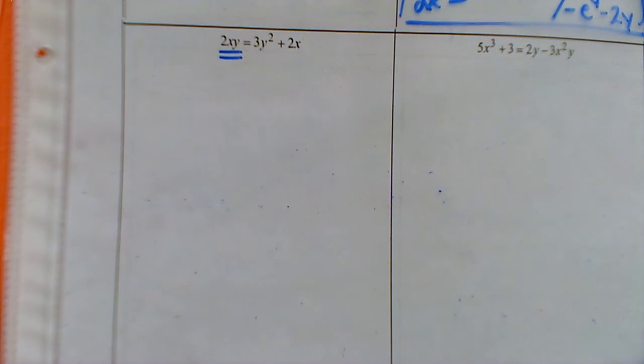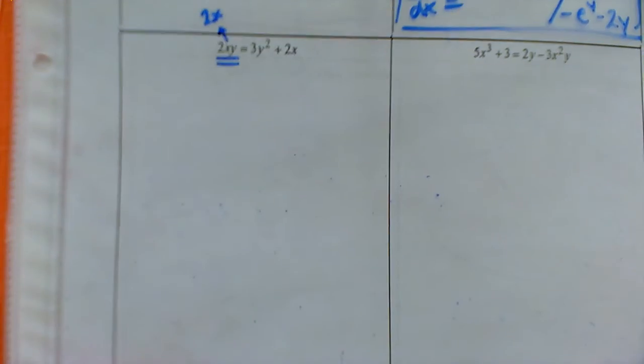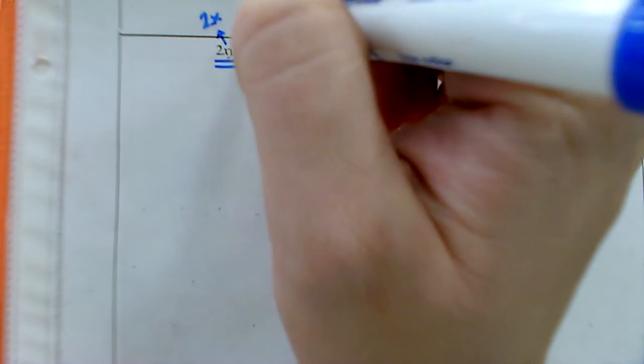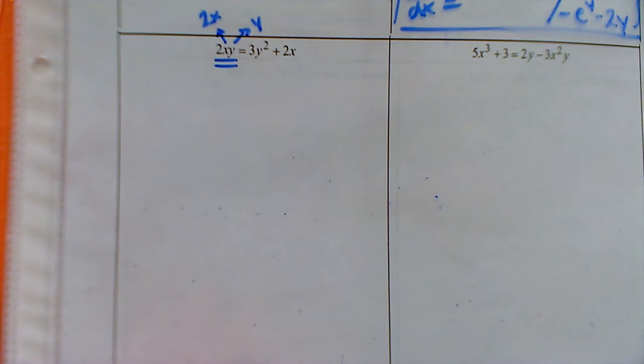What do you notice, Dan? You have to use the product rule. Why? Because technically you can separate that out by 2x times y. So this is a multiplication. We have the 2x term times a y term. So we're going to have to go through product rule for our shortcut.